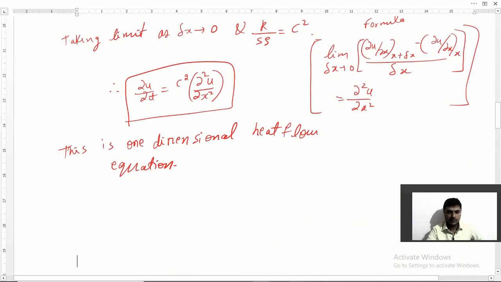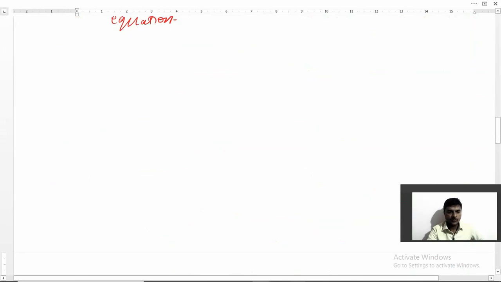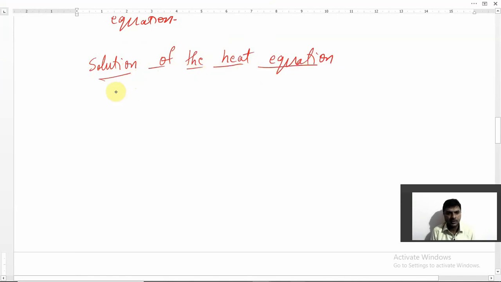You are going to get the one dimensional heat flow equation. That's very simple, friends. After this derivation, immediately you are going to solve the heat equation. Yes, students, please remember the heat equation. It will take another 4 or 5 minutes. You can do it very easily. So I will now take the solution of the heat equation. Within 5 to 10 minutes you can easily solve this problem, students.